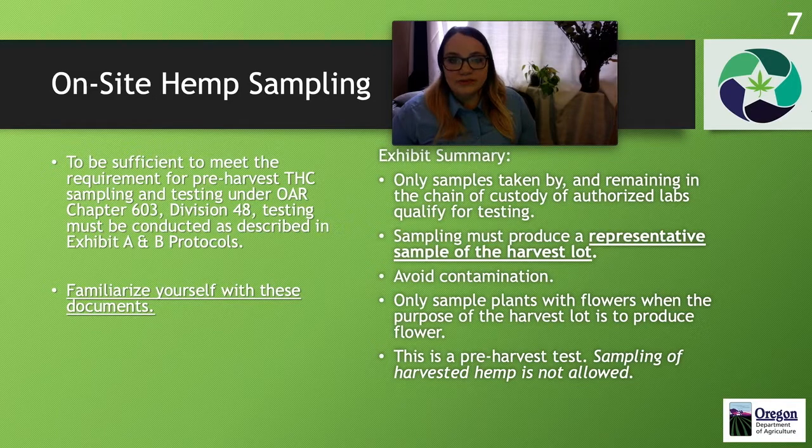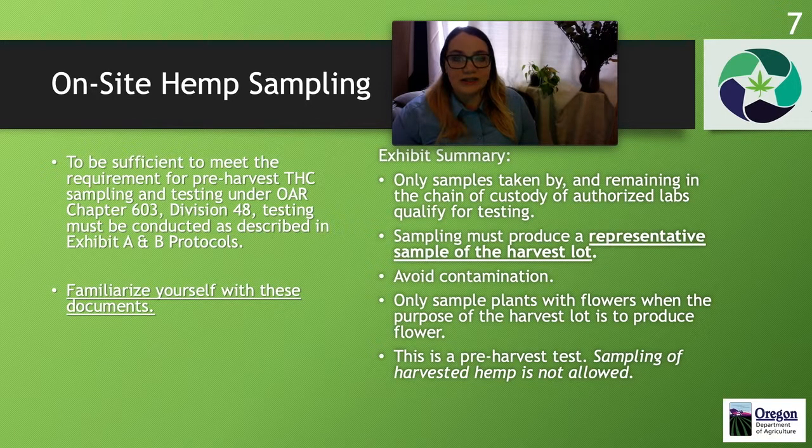I'm going to give you a little bit of a summary, but by no means is this everything listed on those documents. So an important point is that only a sample taken by and remaining in the chain of custody of an authorized lab qualifies for testing. That's pretty self-explanatory. It's just meaning when you take a sample, you're responsible for getting that into the right hands, and no one else who's not involved can be associated with it.